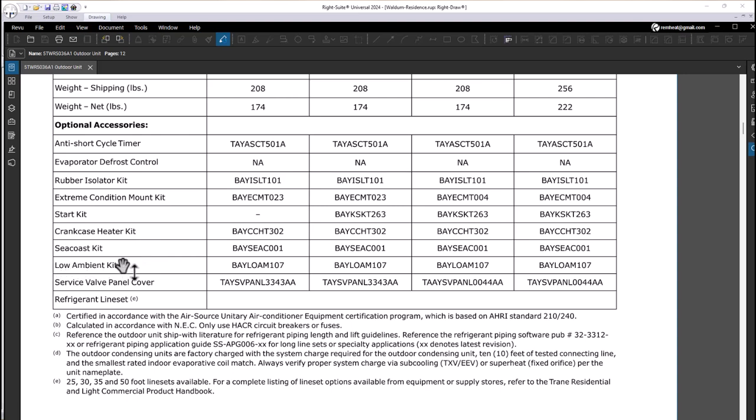Okay, low ambient kit, the same thing. If you're going to have the low ambient kit, this is actually for colder temperatures. Technically it prevents the outdoor unit fan from running all the time at full speed. So it's going to modulate your outdoor fan.